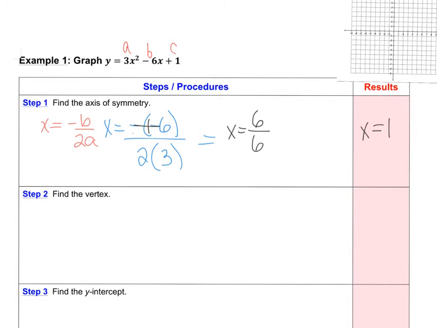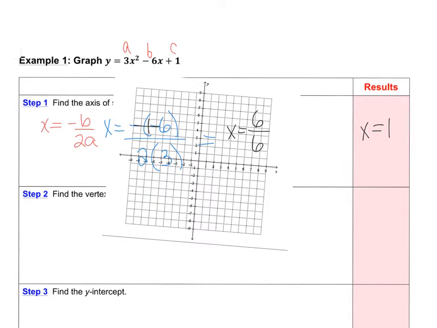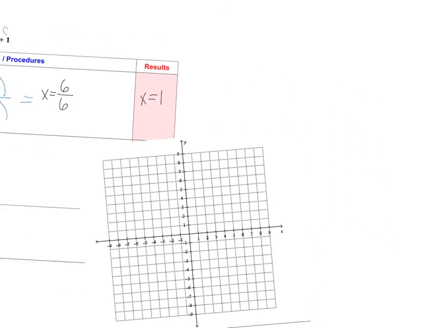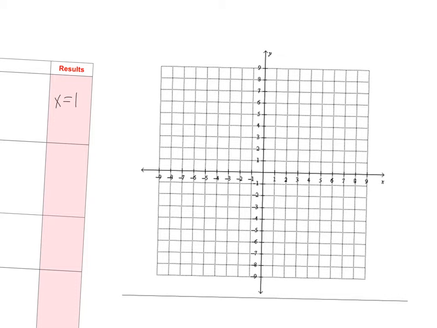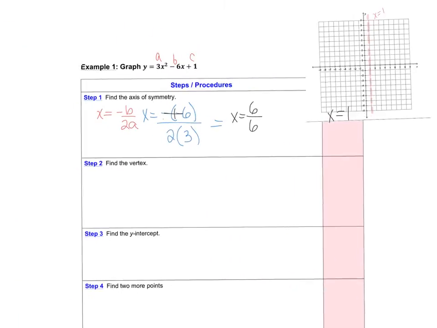What this is telling you is that on my coordinate plane, x equals 1 is my axis of symmetry. So if I wanted to start my graph, I would go to 1 on the x-axis, and I would make a vertical imaginary line. This is the x equals 1 part. I have discovered the axis of symmetry. Now, let's go on to the next part.